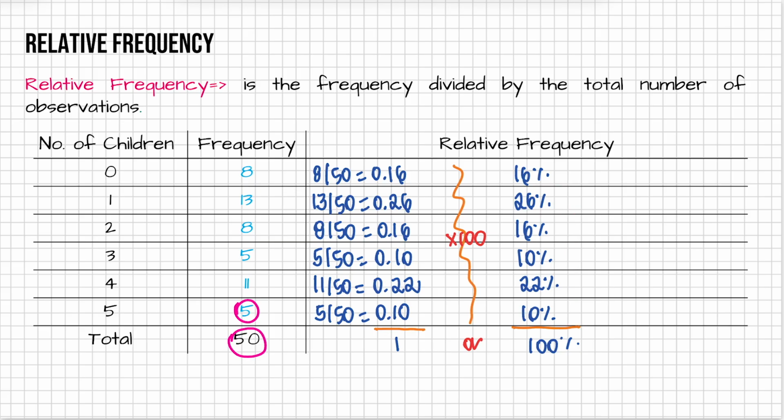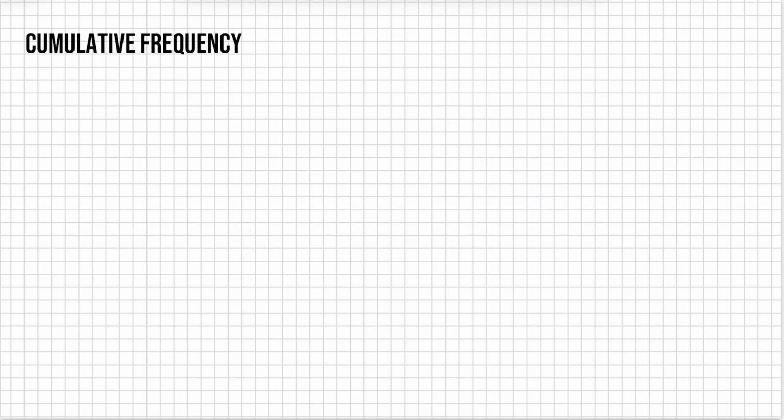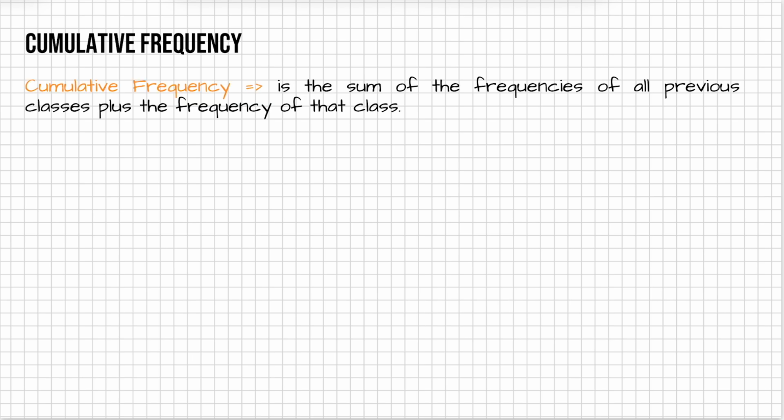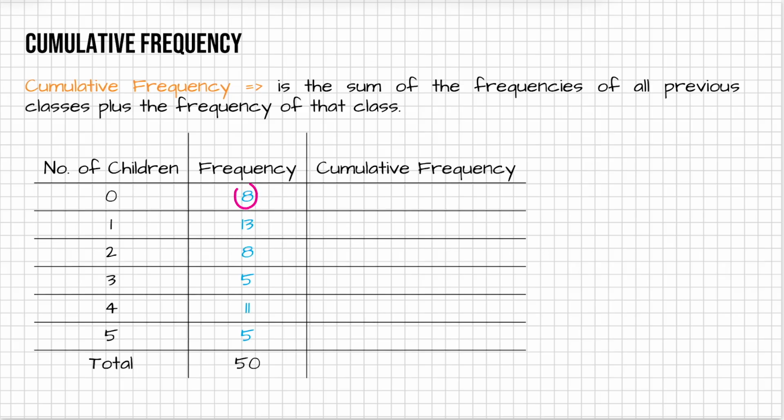So far, we've only looked at each class on its own. But sometimes what we really want to know is how many observations fall at or below a certain point. That's exactly what cumulative frequency tells us. How do we calculate the cumulative frequency? Cumulative frequency is the sum of the frequencies of every class up to and including the class we're looking at. In other words, the cumulative frequency for a class is the sum of the frequencies of all previous classes plus the frequency of that class. For the very first class, there's no previous class to add, so the cumulative frequency is just its own frequency, 8. From there, we just keep adding.